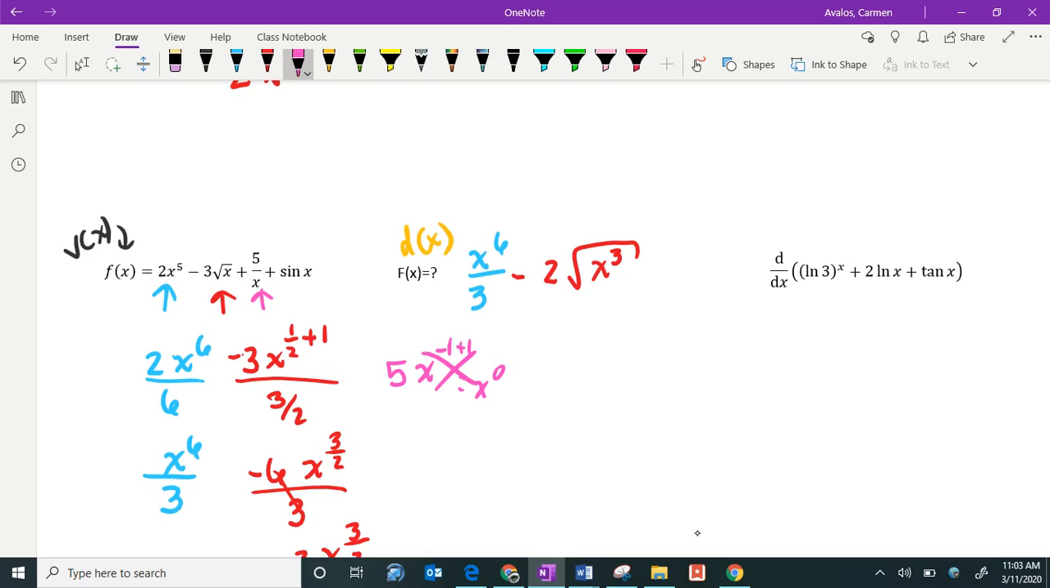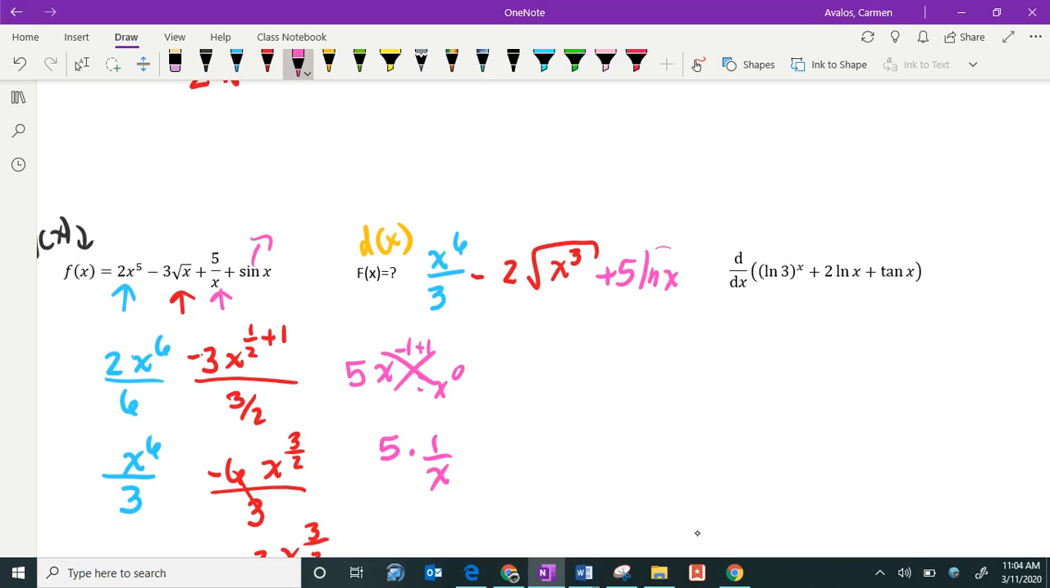This here, you have to remember, 5 is still the coefficient. So that still stays. But this one here is going to be 5 times 1 over x. Well, that there is ln of x. If I take the derivative of ln of x, I get 1 over x, and that's going to be the 5 there. And then the last one here is the trig rule going backwards.